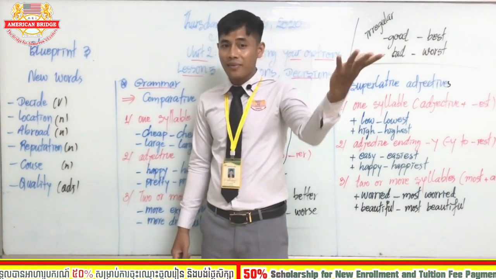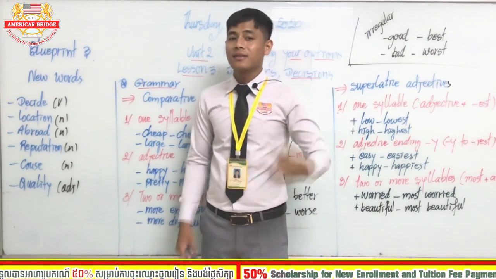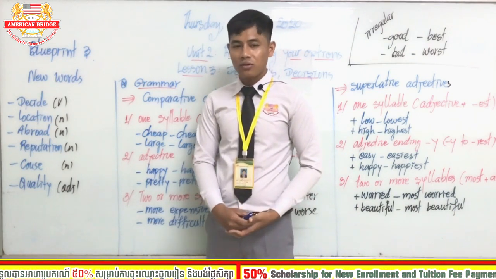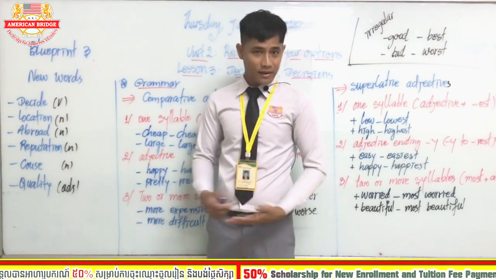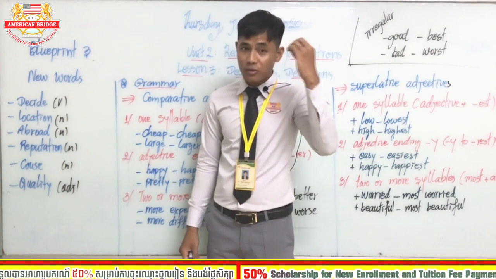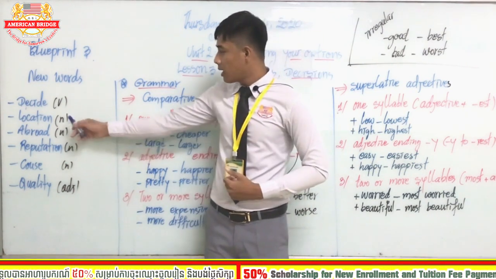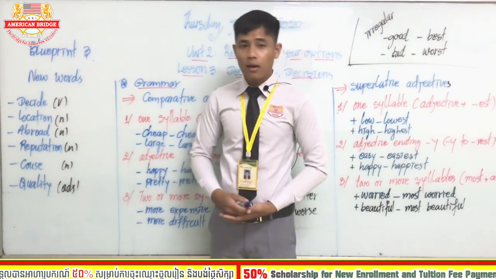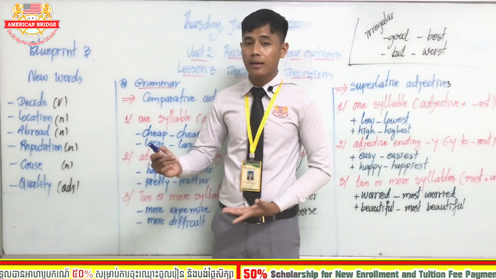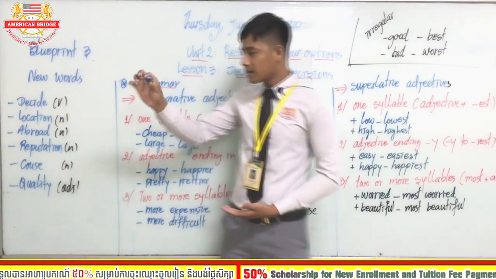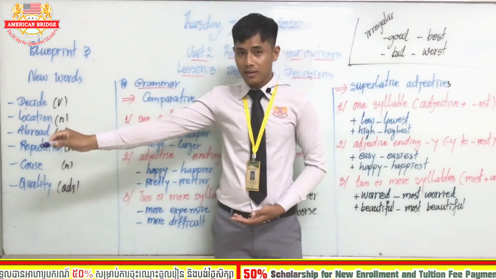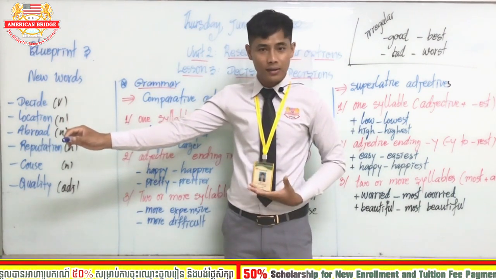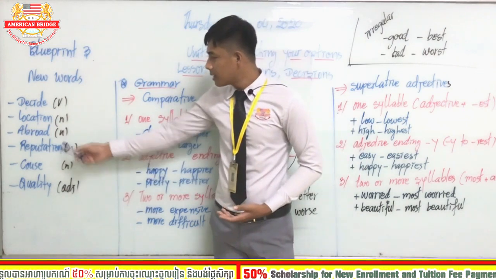It means we decide to do something. For example, I decide to do classwork. I decide to do homework, like this. It means we decide to do something, to choose something. And location. Location functions as a noun. We talk about a place or where something is. For example, put a marker somewhere on the table. So the location of this marker is on the table. Just an example.